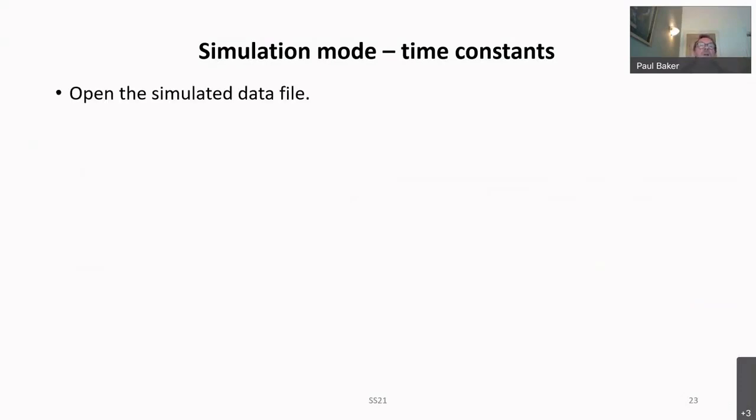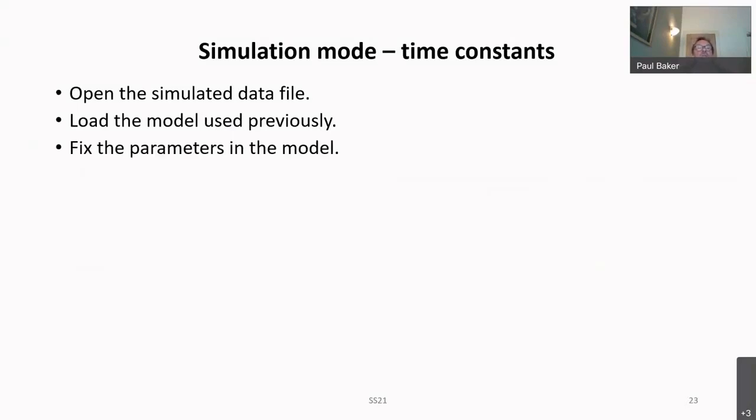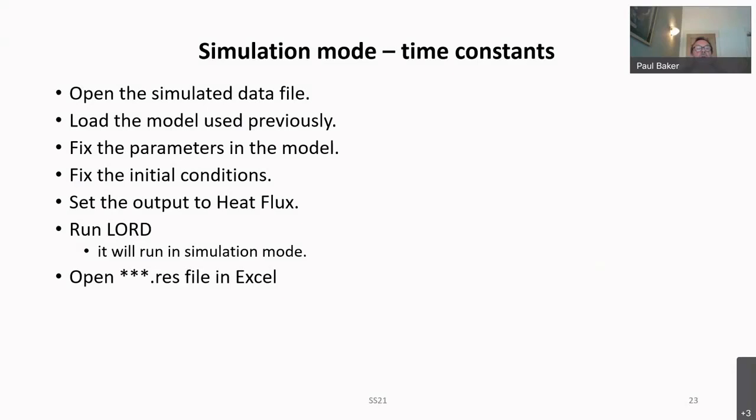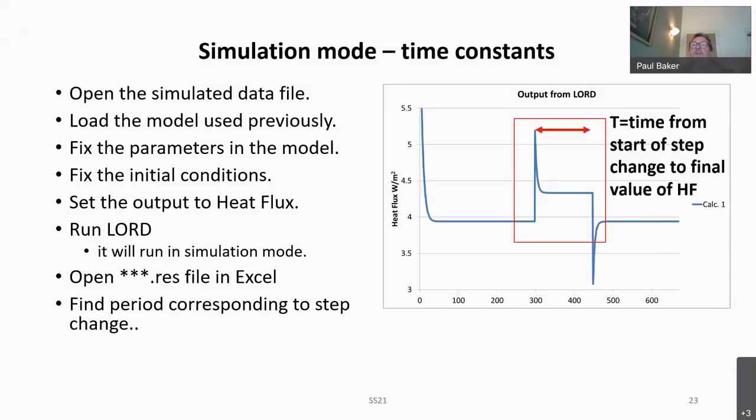So open the simulated data file in LORD, load the model previously used. Again, fix the parameters in the model, fix the initial conditions, set the output to heat flux, run LORD, and it should run in simulation mode. Open the res file, which gives the measured and calculated values of the heat flux and find the period corresponding to the step change.